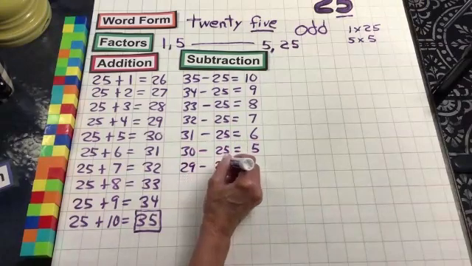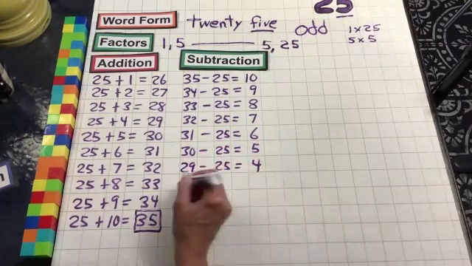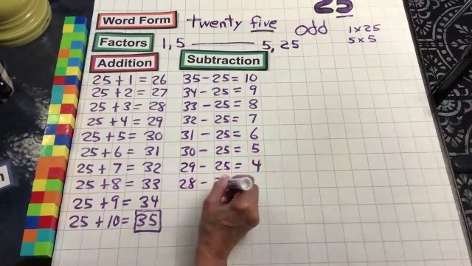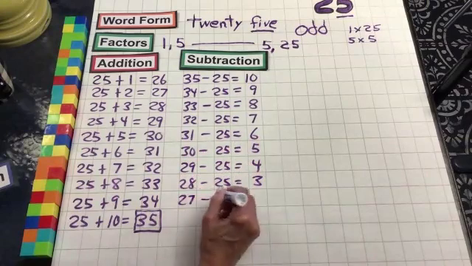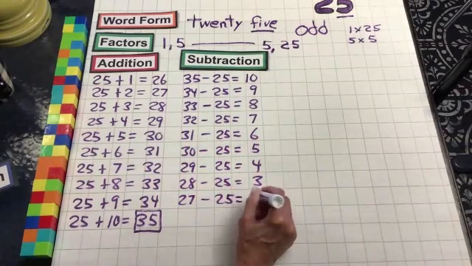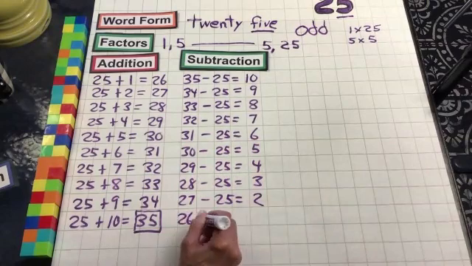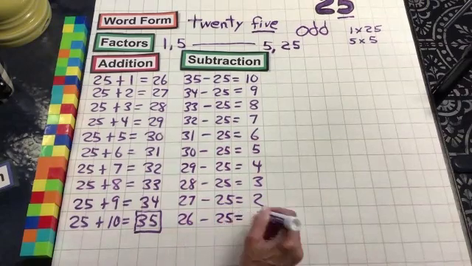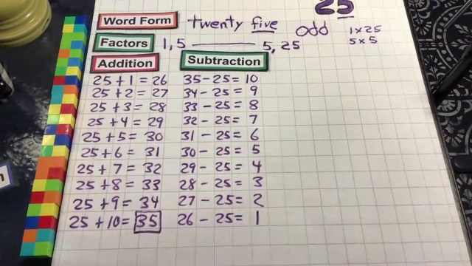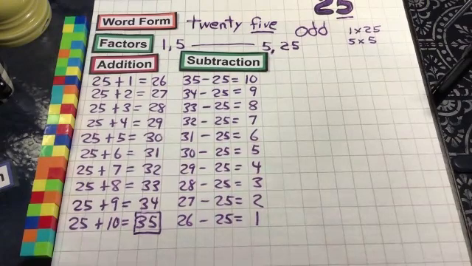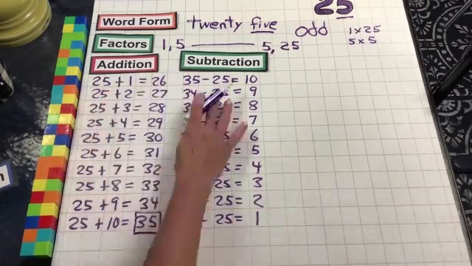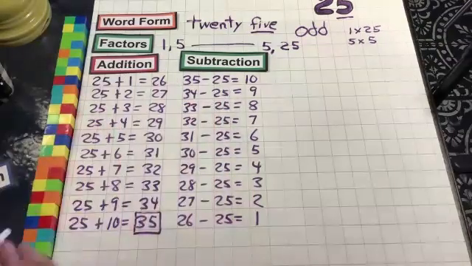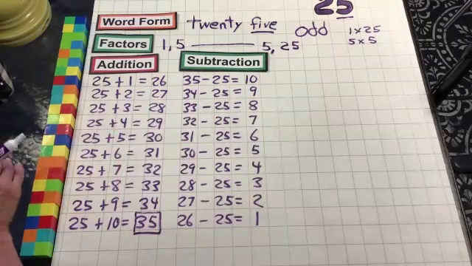29 minus 25 equals 4. 28 minus 25 equals 3. 27 minus 25 equals 2. And 26 minus 25 equals 1. So we're done with that. Moving right along. And remember, we can always check our answers with our addition because these are our addition problems backwards. Here we go.